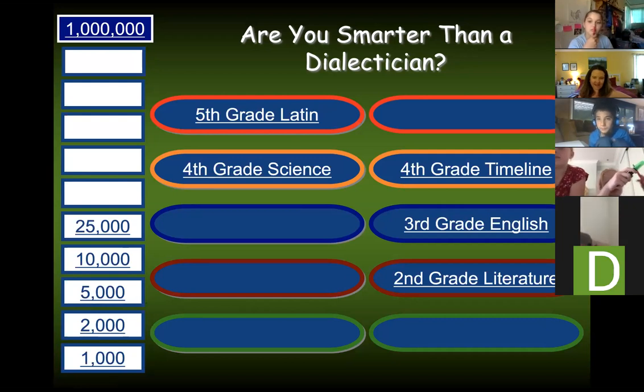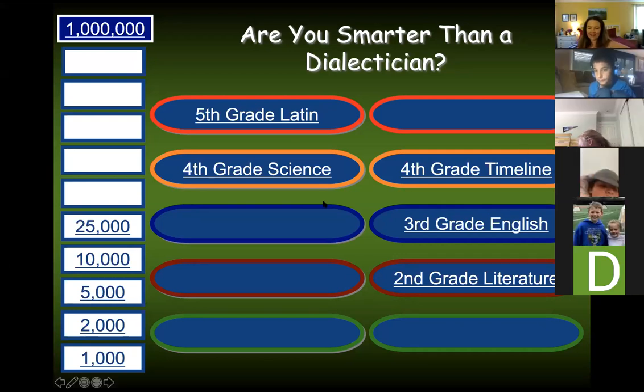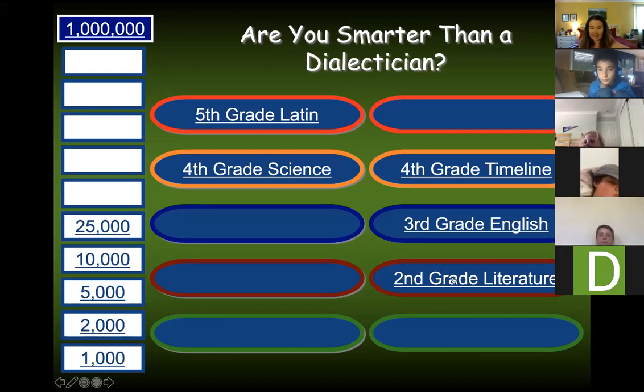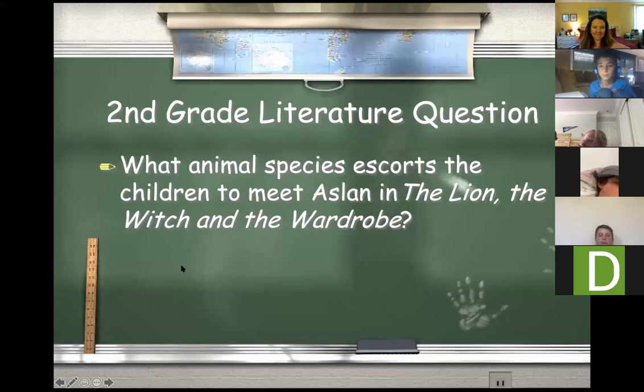Let's go with second grade. Yeah, he told me about the movie that he watched. All right. So I'm sorry, Miss Kati, what'd you say? I said I'll go with second grade literature, please. Second grade literature. All right. Your question is, what animal species escorts the children to meet Aslan in The Lion, the Witch, and the Wardrobe?